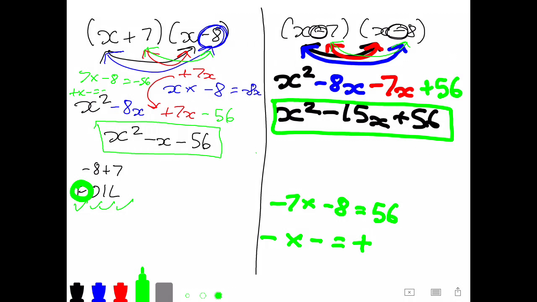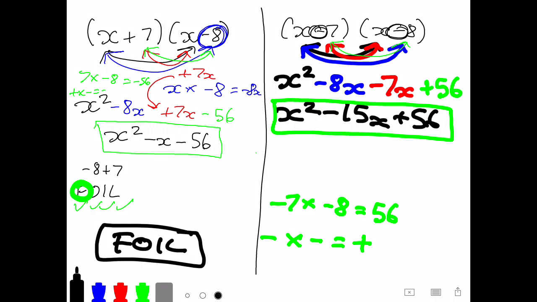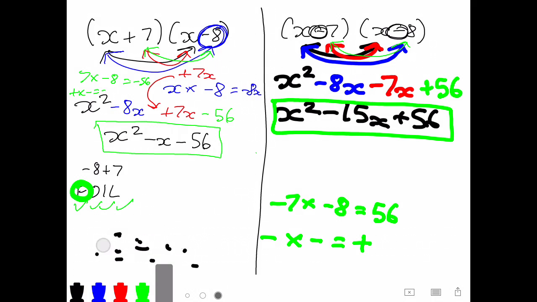And I really hope this helps. And I hope you can use this because it's really important to know this method of FOIL. And I wish you luck if you ever get this in a test. And just remember, FOIL.